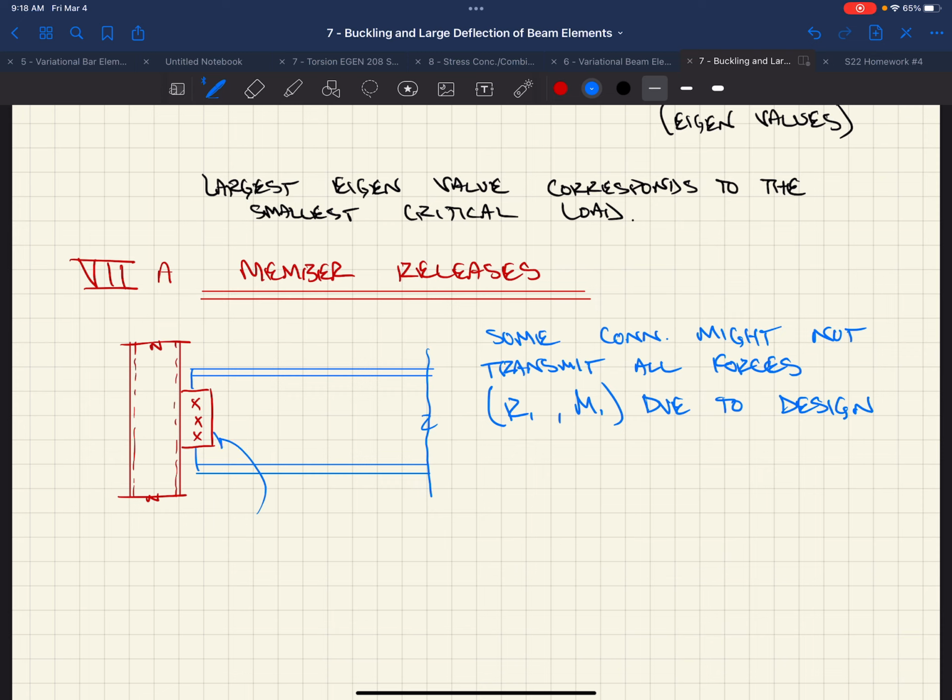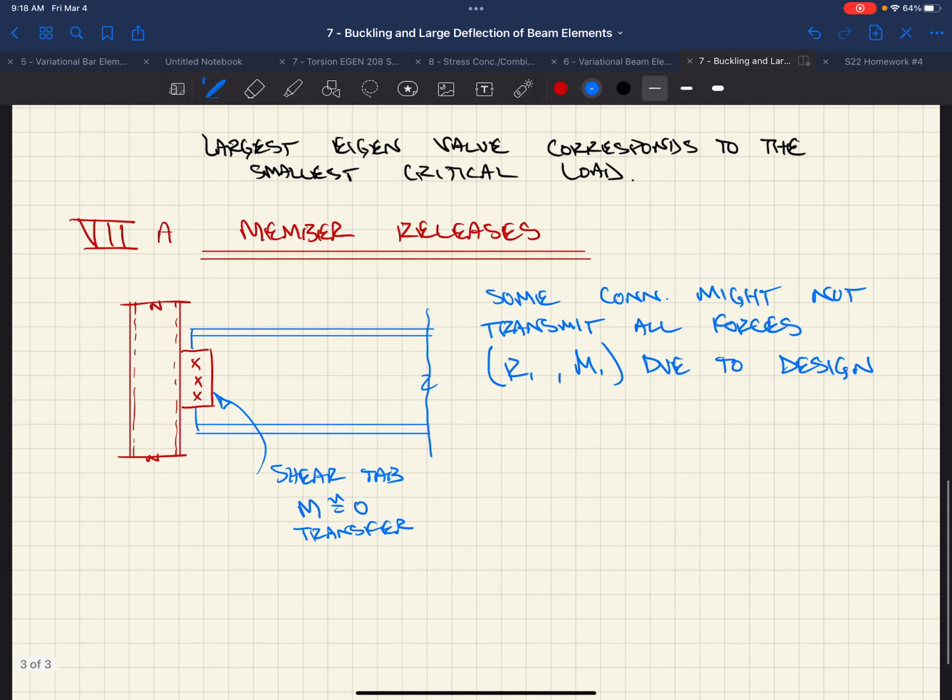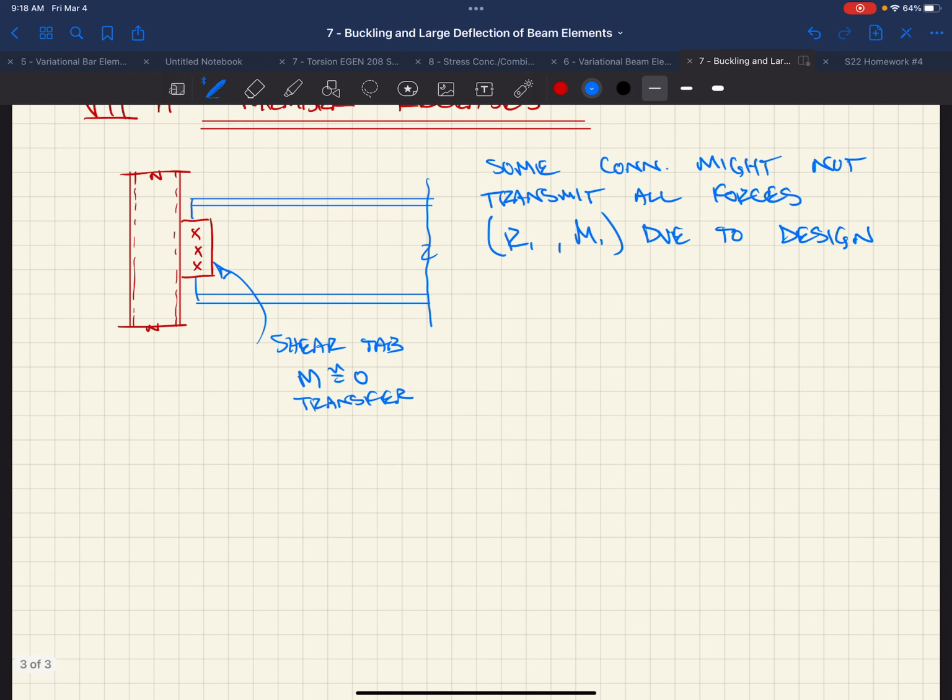So in this case, for a shear tab, we're going to have approximately 0 moment transfer. So how does VA account for essentially letting go of the ability to carry force, right? We're not restraining it. We're not saying displacement 0. It can displace all at once, right? Now we're setting force equal to 0, right? We're getting on the other side.